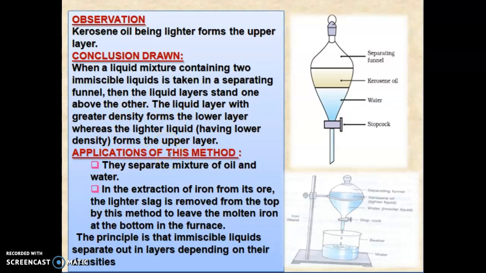Applications of the separating method. They separate the mixture of oil and water, and in the extraction of iron from its ore, which you can study in the 10th standard, chapter 3, metals and non-metals, how we can extract metals from its ore. Ore is nothing but some impurity elements from which we can take metals. So the lighter slag is removed from the top by this method to leave the molten iron at the bottom in the furnace. So the principle is that immiscible liquids separate out in layers depending upon their density.